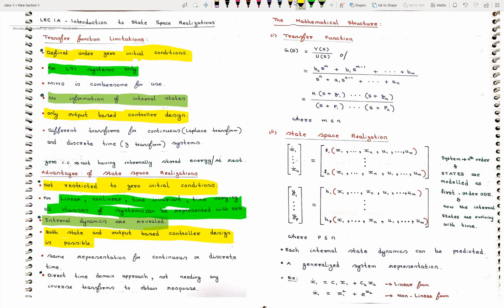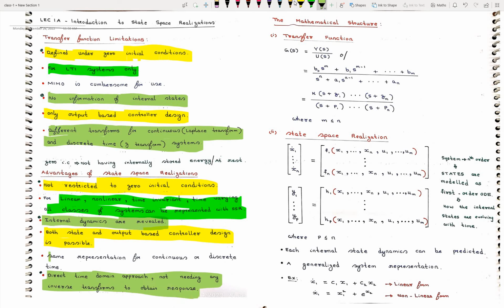Now, in the transfer function, in the continuous case we have Laplace, whereas in the discrete domain we have Z transform. First we have to do the Laplace transform, then come back with the inverse to the time domain. Whereas state space realization is a direct time domain approach, not needing any inverse transform to obtain the response. One more advantage is the same representation: in the transfer function we have continuous Laplace and discrete Z domain, whereas here for both continuous and discrete we have the same representation.